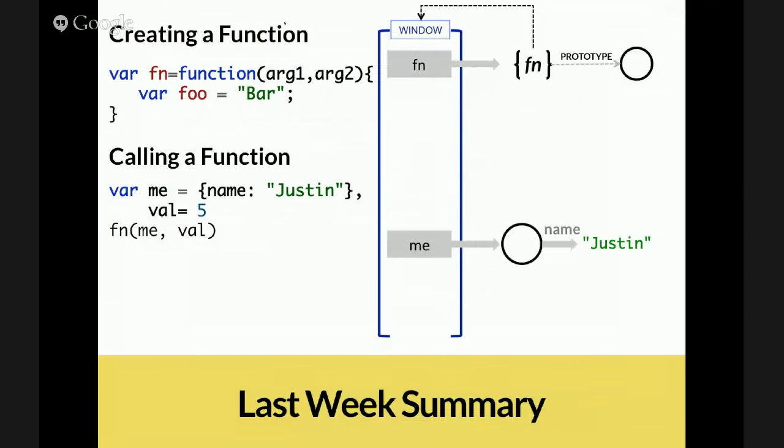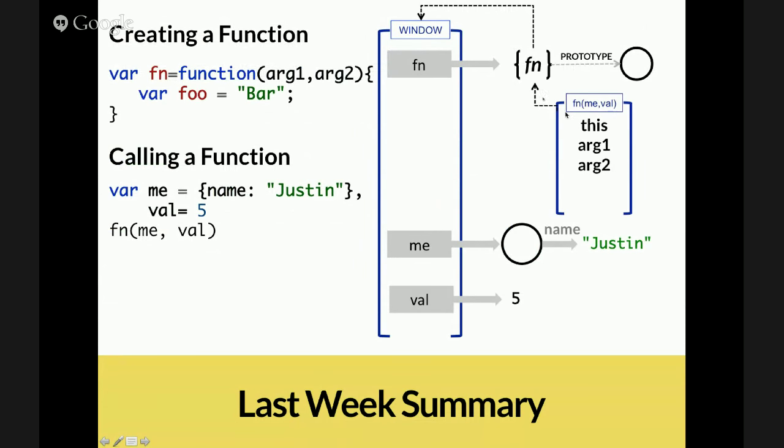And then whenever you call a function or invoke a function, those mean the same thing, a new call object is created, and it contains all of the arguments passed into the function, and it contains what this is for the function, and it will contain any variables created inside the function. So that's what we learned last week.